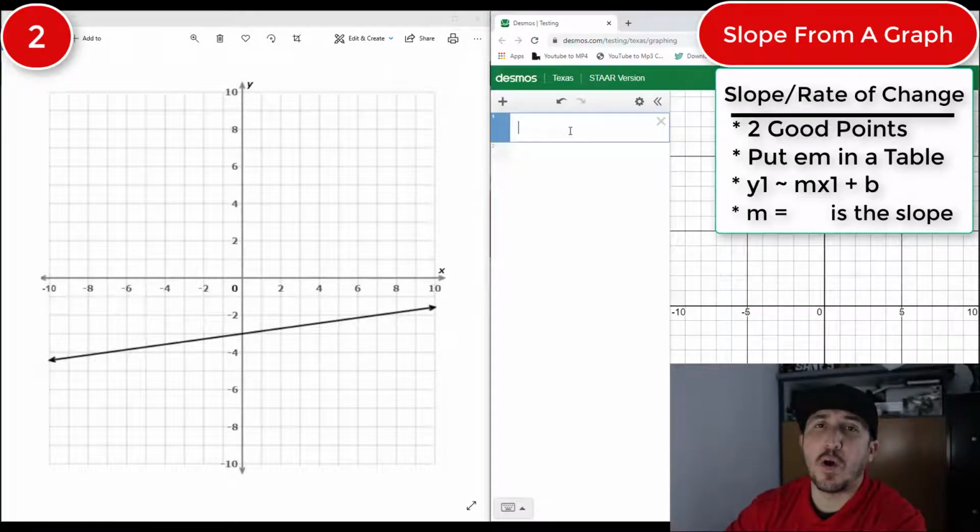Number 2, here we go. I want to find the slope. Calculate the slope, find the rate of change. Oh, I automatically think, what do you need?